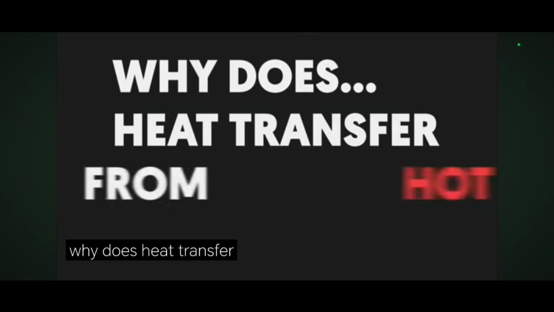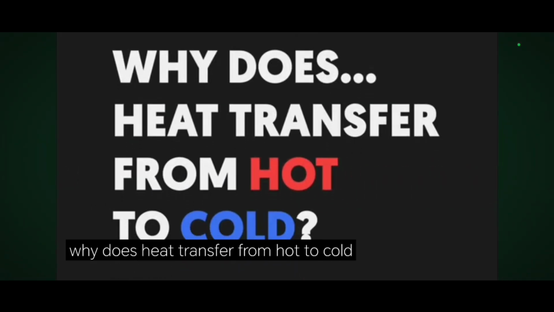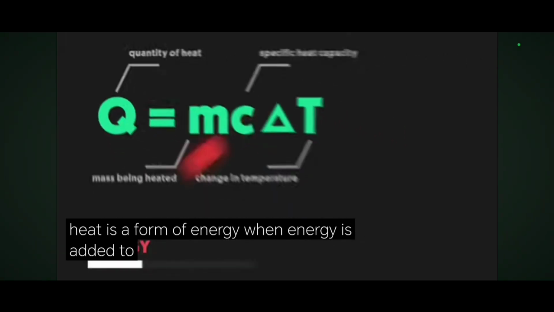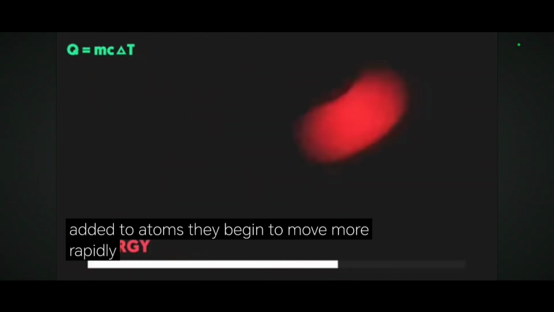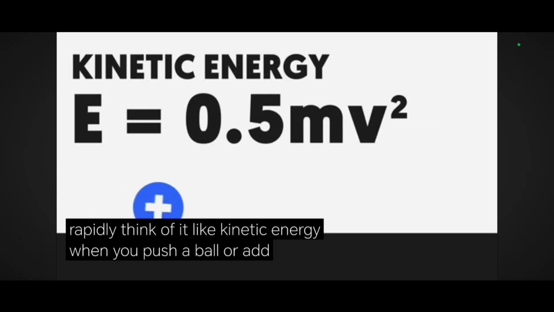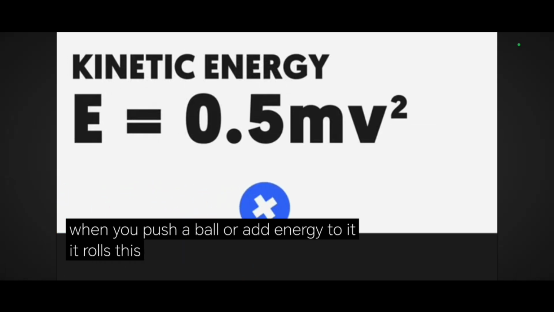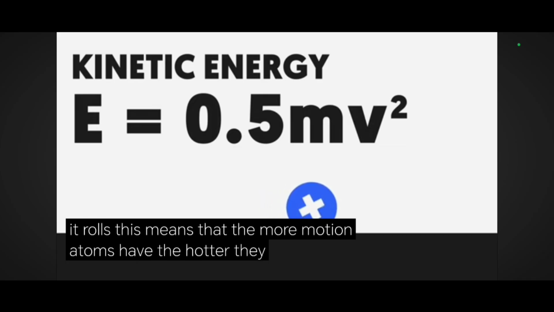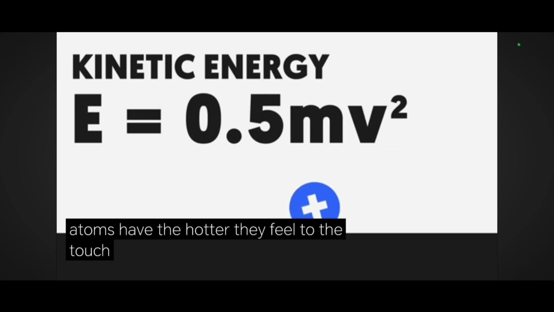Why does heat transfer from hot to cold? Heat is a form of energy. When energy is added to atoms, they begin to move more rapidly. Think of it like kinetic energy. When you push a ball or add energy to it, it rolls. This means that the more motion atoms have, the hotter they feel to the touch.